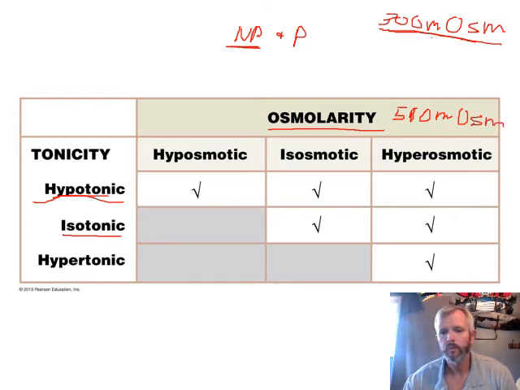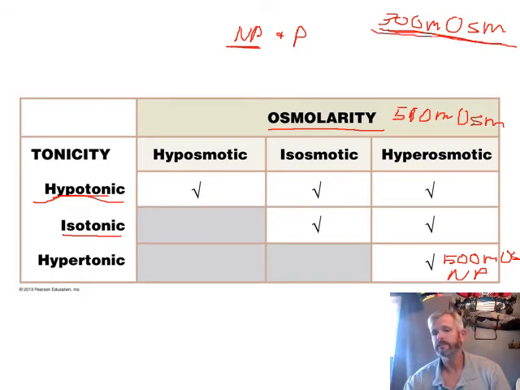All right, what if that 500 milliosmoles is all non-penetrating? Compare 500 non-penetrating in the solution, 300 in the cell. Where's the water going to move? Water is going to move out of the cell, towards the 500 in the solution. That's going to shrivel the cell up. A solution that shrivels the cell up is a hypertonic solution.